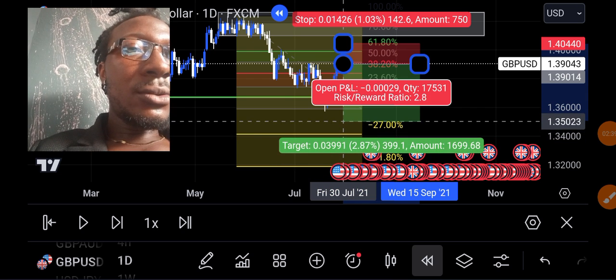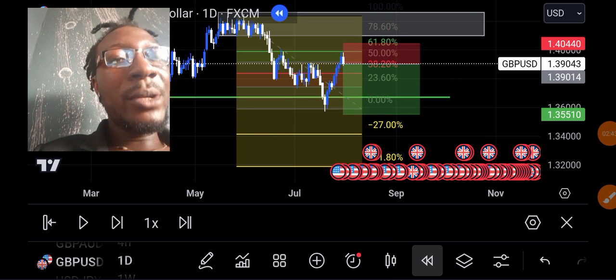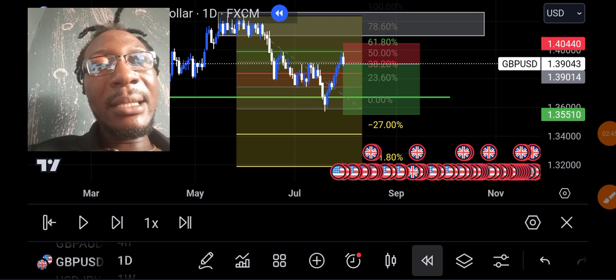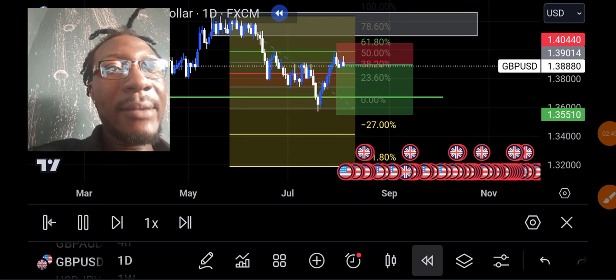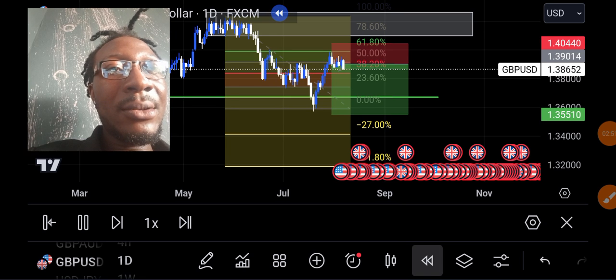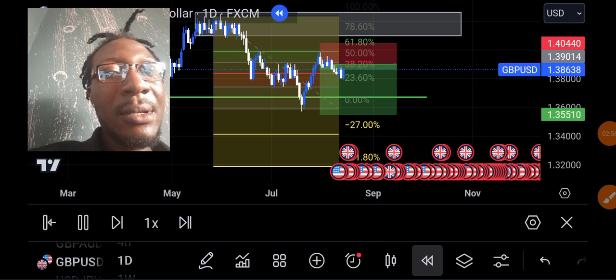Take a 1:2. That's what we want. All right, this is 1:2.8. So what do we do? We play it and see how price behaves. Very simple. All right, price plays around that zone, and finally breaks out, and let's see how it goes.